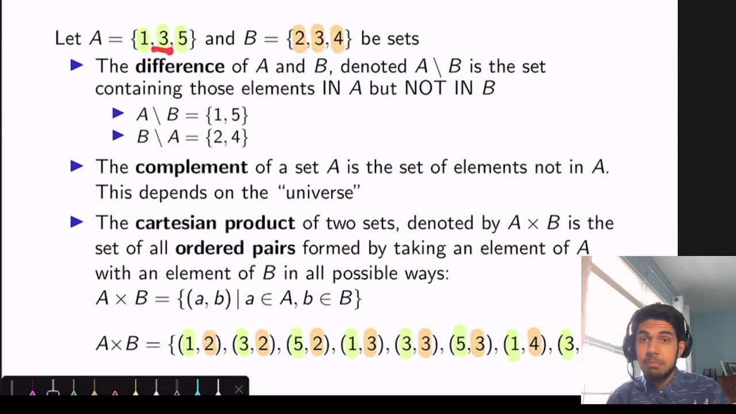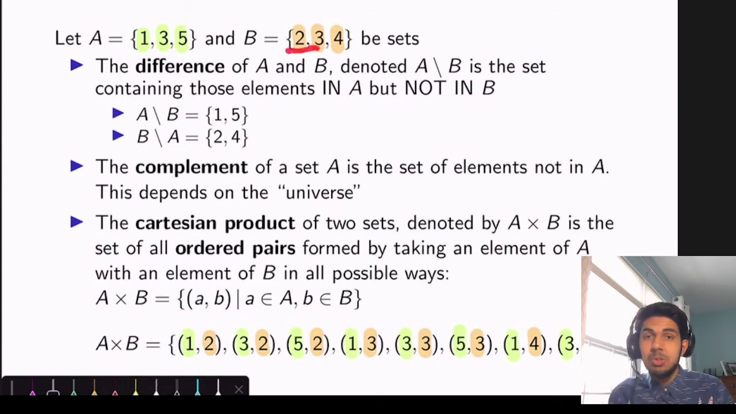3, is that included in B? Yes. It's right here in the middle, so we're not going to include that in our set. 5, is that included in B? No, so we do keep that. So A set minus B is 1, 5. Now notice that B set minus A is different than A set minus B. We can do the same procedure where we look at the first set, the thing that comes first, and go through, see if it's included in the other set.